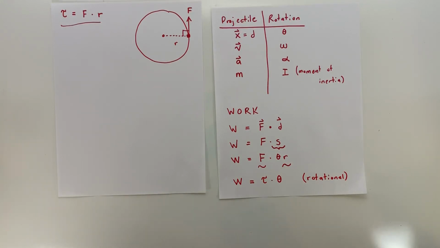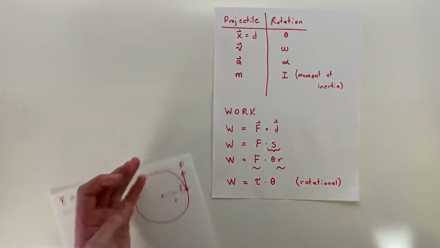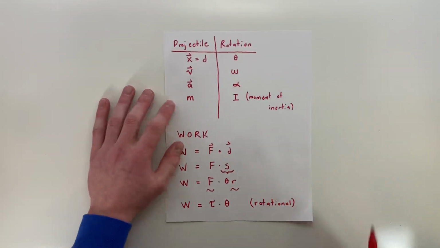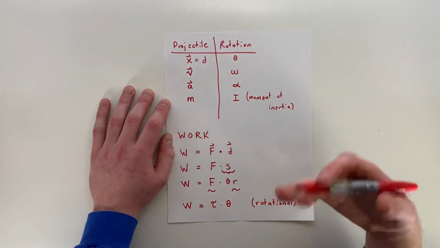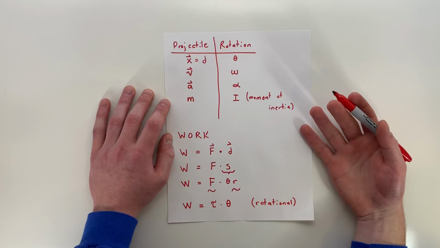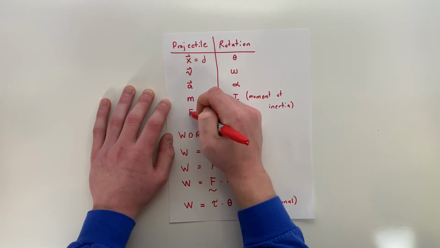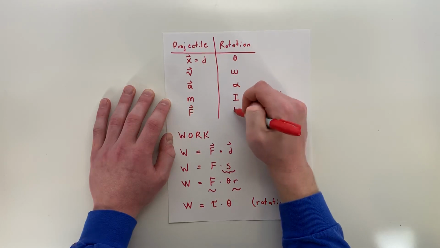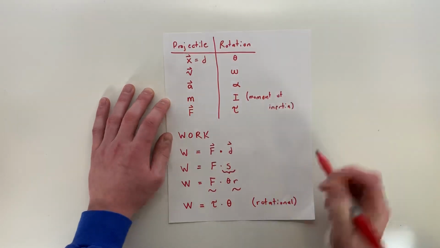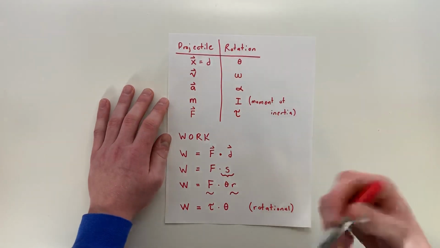Awesome. So this actually takes me back to this little chart we had up here. There's actually one more analogy that we can draw between the two. In projectile motion, we have a force, and in rotation, we have torque. So they behave very similarly. Let's do an example.